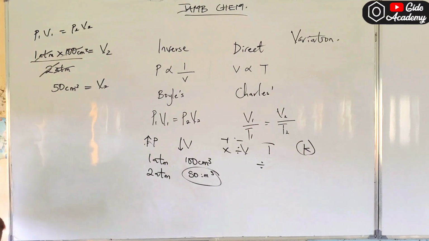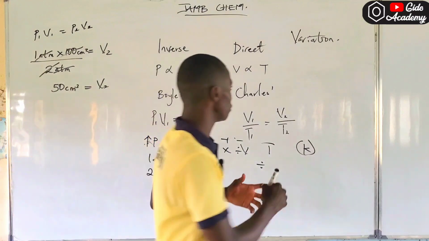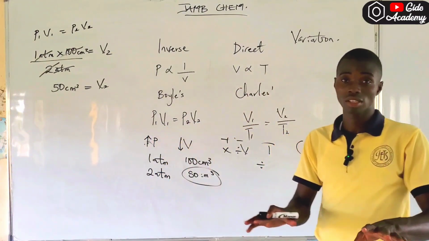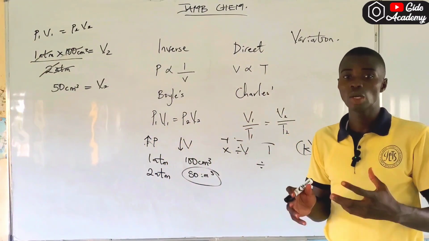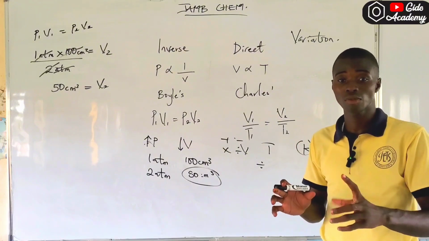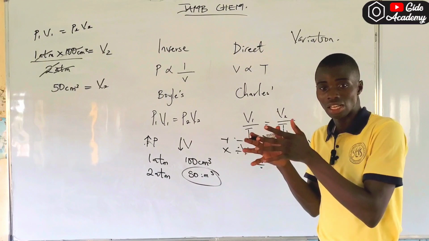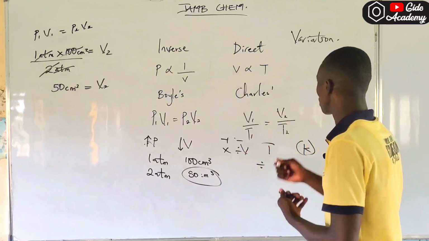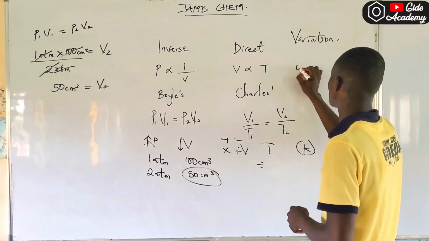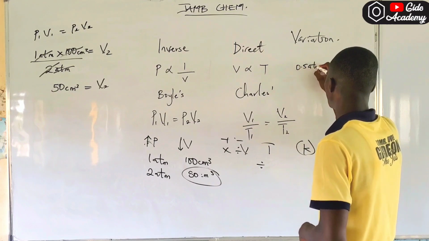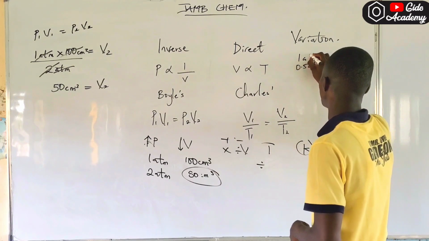Now let me show you another thing again. Please look up. JAMB, we know JAMB doesn't really love to stress students. They won't stress you at all. They will give you a question just for you to be thinking smart, and you should know what to do at that particular time. Now let me show you something. For example, if you have 0.5 atm and 1 atm.